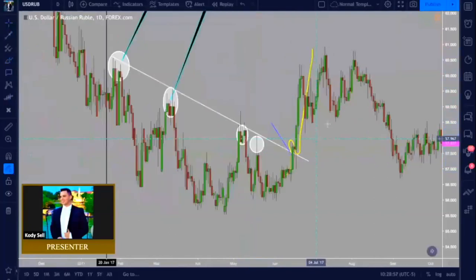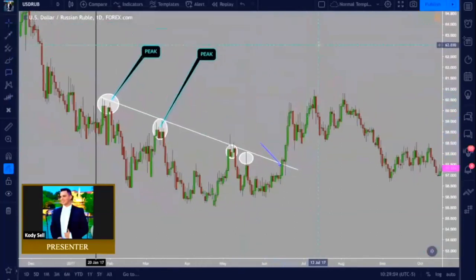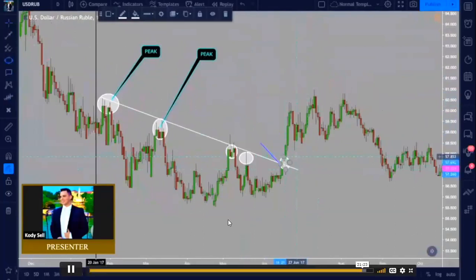All right, real simple. So very similar to horizontal support and resistance. It's just that we're now turned diagonal. So here is our reaction point right here. We can get rid of this arrow. All right.